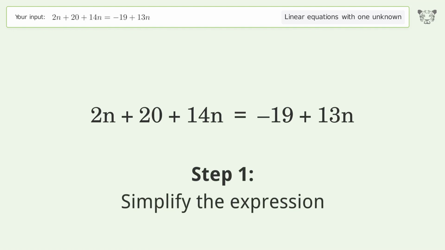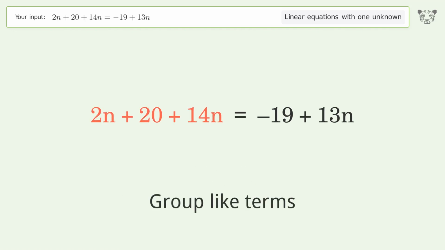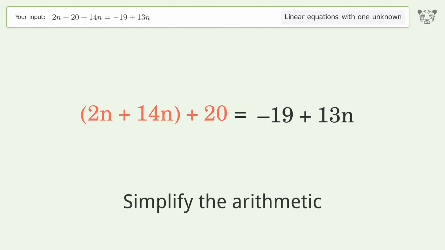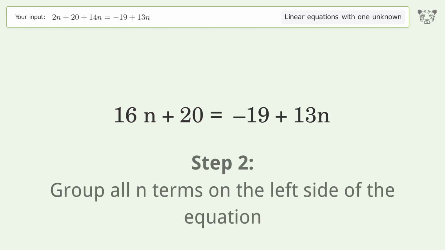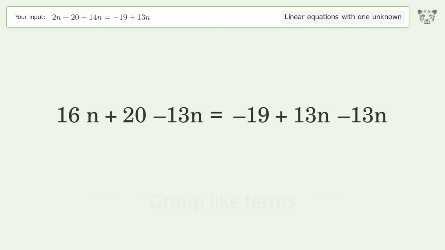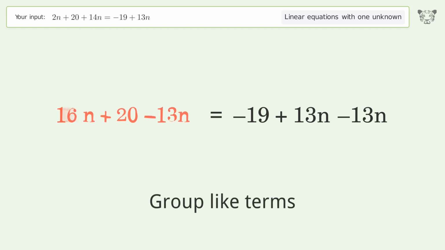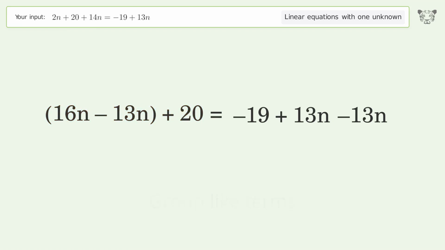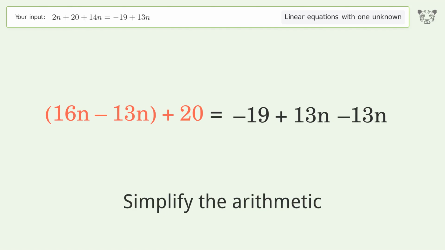Simplify the expression. Group like terms. Simplify the arithmetic. Group all n terms on the left side of the equation. Subtract 13n from both sides. Group like terms. Simplify the arithmetic.